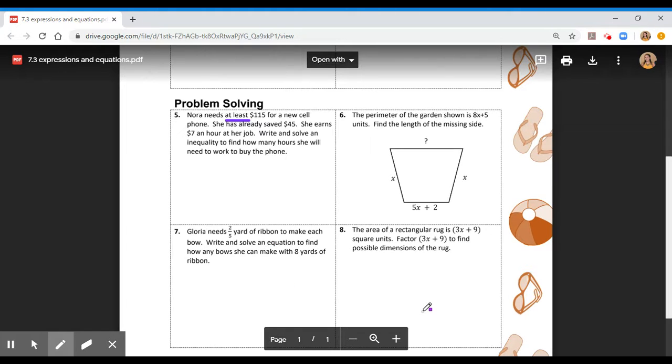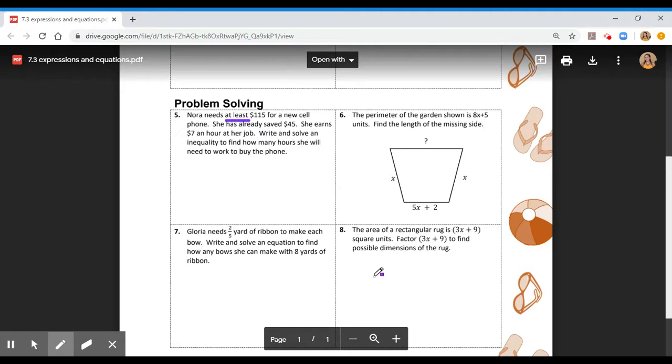For number 7, Gloria needs 2/5 of a yard of ribbon to make each bow. Write and solve an equation to find how many bows she can make with 8 yards of ribbon. This is another one where you really want to be logical about what makes sense. If you need to guess and check, that's okay, but otherwise I'm curious to see how you guys do with number 7.